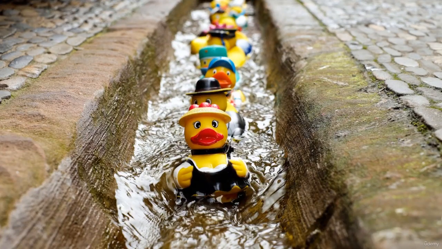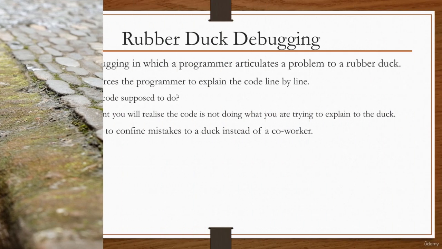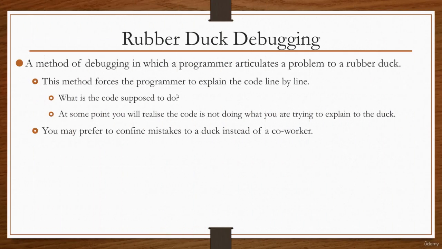Hey, so in this lecture I want to briefly talk about something called rubber duck debugging, which is a method of debugging in which the programmer articulates a problem to a rubber duck. Basically, the programmer will have a rubber duck near the workspace, and then the programmer will explain or articulate the problem to the rubber duck. Now, of course, you can also write it down, or you can verbally explain the problem to the rubber duck.